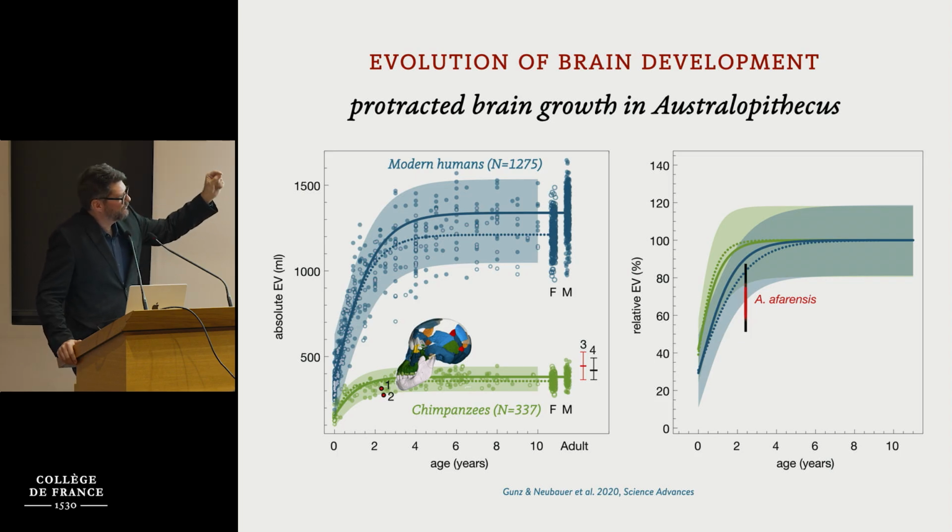And no matter how you reconstruct the chimpanzee endocranial volumes, the Australopithecus endocranial volumes, and which individual pairs you compare, the Australopithecus afarensis are lower than the chimpanzee individuals of the same age, which means they have a more human-like, protracted pattern of brain development.